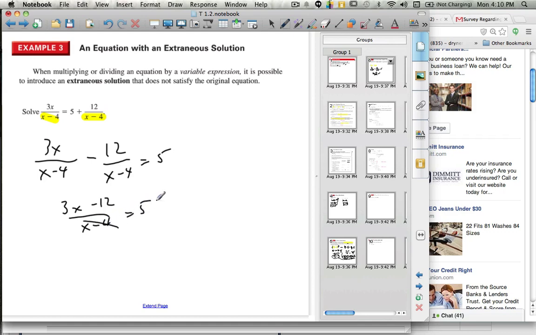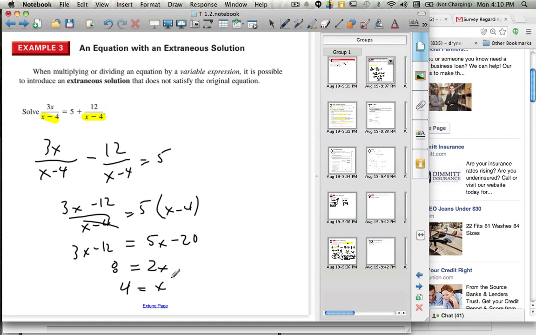So I'll have (3x minus 12) over (x minus 4) is equal to 5. And then I'll multiply both sides of the equation by x minus 4, which is going to give me 5x minus 20 is equal to 3x minus 12. If I subtract 3x, I'll get 2x. If I add 20, I'll get 8. And I'll go x divided by 2, x is equal to 4.